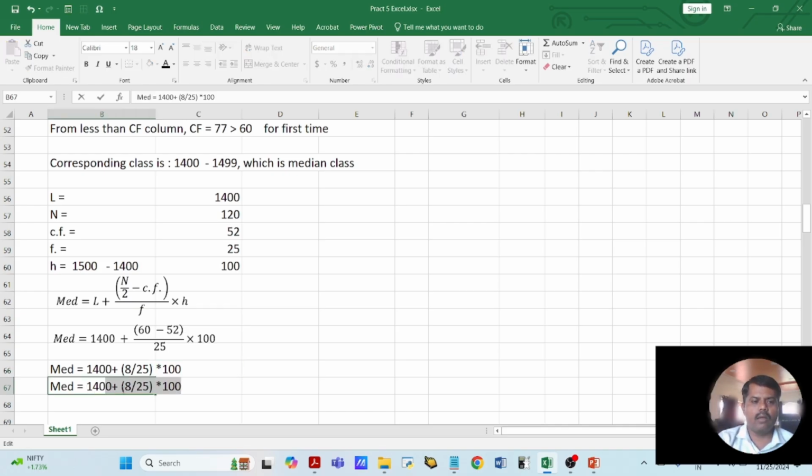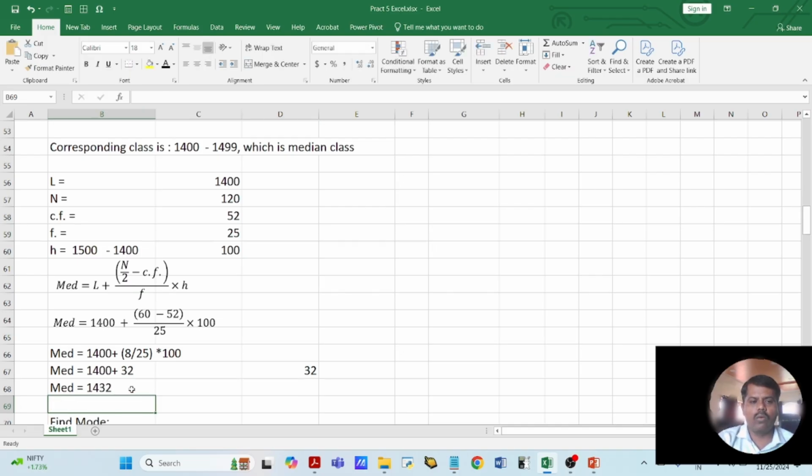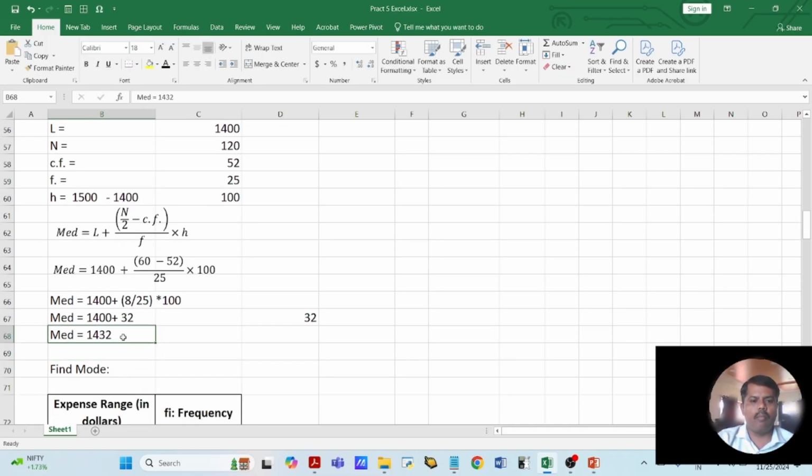So 1400 plus 8 by 25 into 100 is, let's see how much it is. 8 by 25 into 100, it is 32. So the answer is median equal to 1432. This is the required answer for the median.